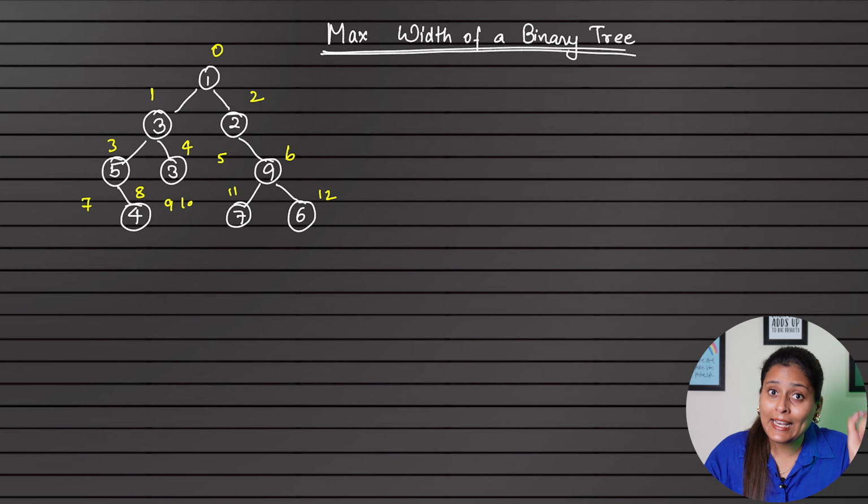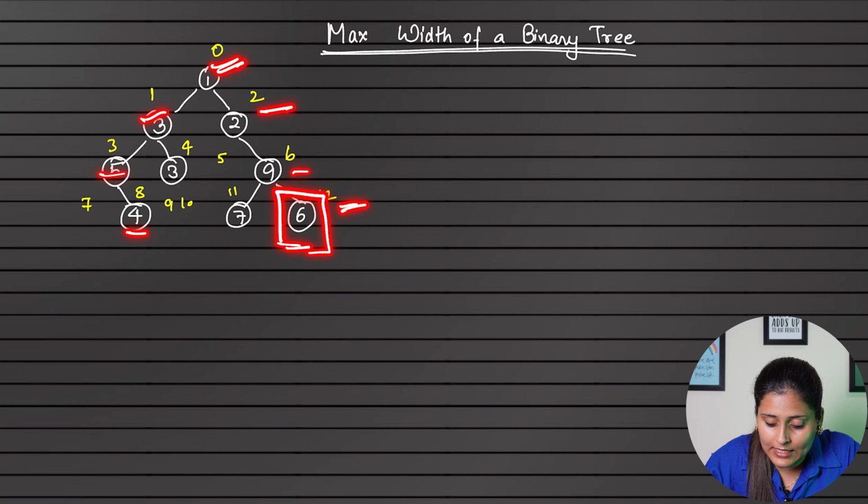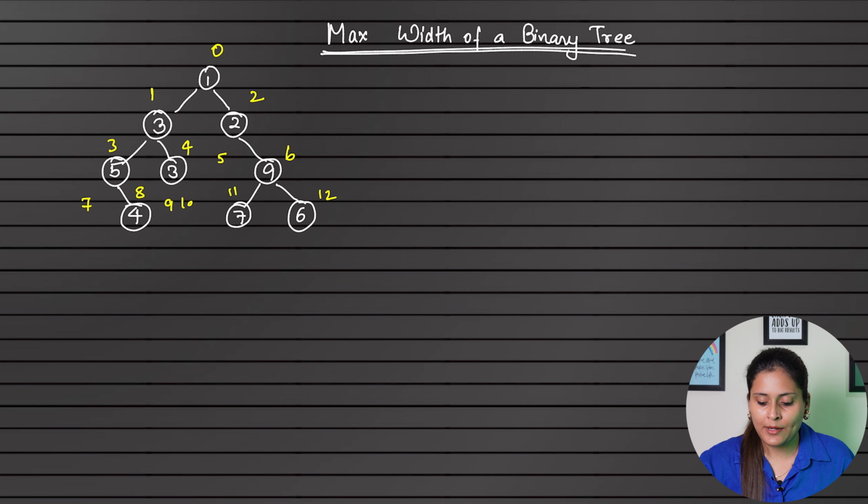So hence anyhow we have to play with the indexes only, meaning we have to assign the indexes to every node, and whatever indexes the nodes have, we have to subtract, meaning rightmost minus leftmost plus 1. This is what we are supposed to do.